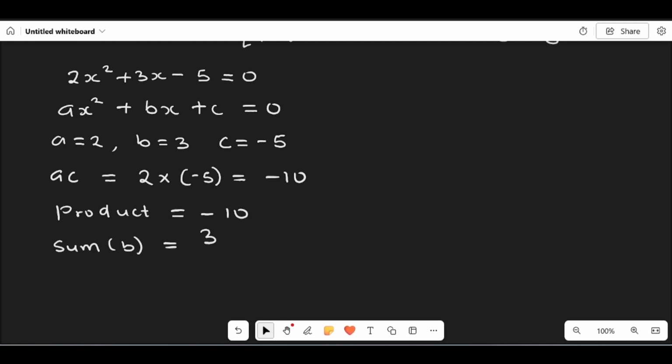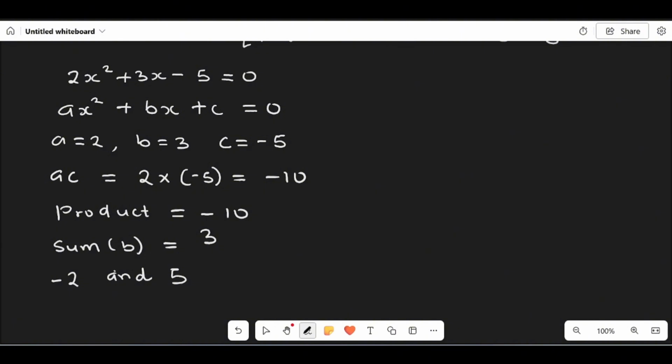The correct pair is minus 2 and 5. If we multiply minus 2 and 5, we have minus 10. And if we add minus 2 and 5 together, we have 3. So the correct pair is minus 2 and 5.